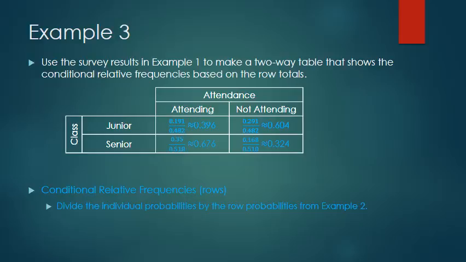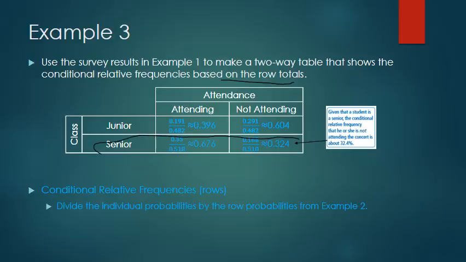So let's talk about what this means now. This means right here, given that a student is a senior. Since we're doing this with the row totals, we're doing given that the student is a senior. That's where this 0.158 came from. We're only going out of the percentage of seniors. Given that a student is a senior, the conditional relative frequency, or just the probability, that he or she is not attending the concert is 32.4%. So notice this number and this number, the 32.4 and the 67.6, if I made them percentages, together they add up to 100%.